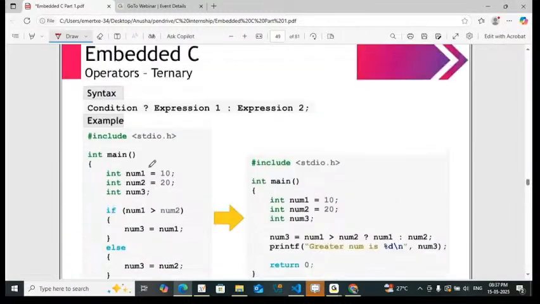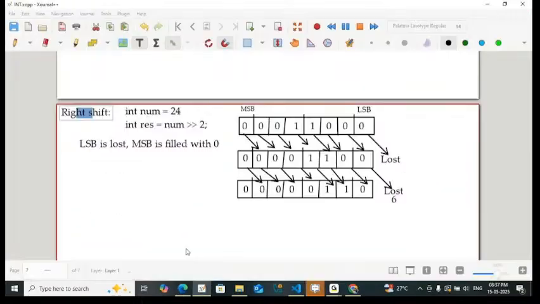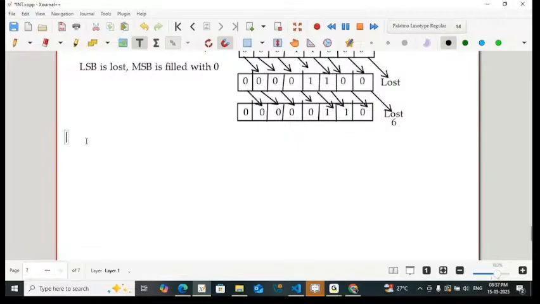Next, we have something called the ternary operator. The ternary operator is a substitute to the if else. A simple if else can be written using the ternary operator. For example, I want to check the largest of two numbers.